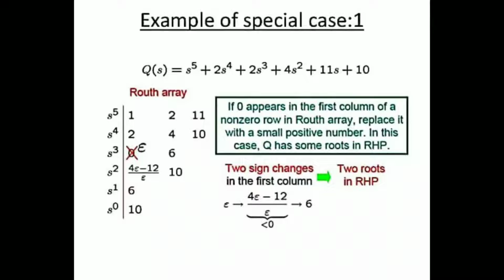Still in this example there are two sign changes, so the system becomes unstable with two roots in the right half of the s plane, and the total roots are 5 because the highest degree or the highest order is 5.